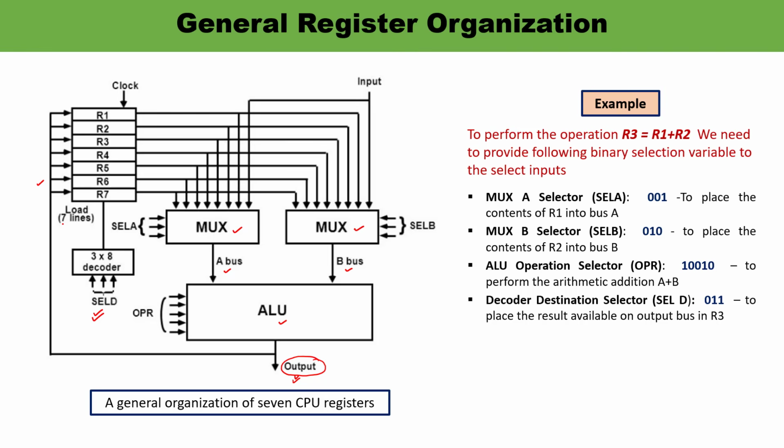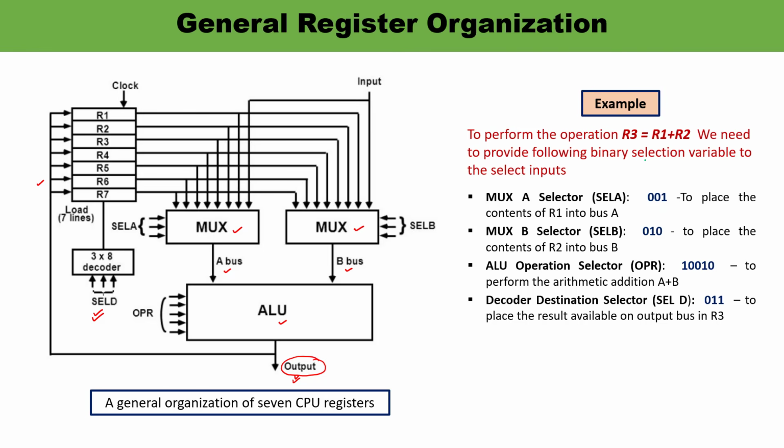And here is the control unit. The control unit operates the CPU bus system, and it directs the information flow from registers and ALU just by selecting various components in the system. You can understand this with the help of an example. Here the example I have taken is to perform an addition operation: two numbers, R1 and R2, are to be added, and the result goes to R3.